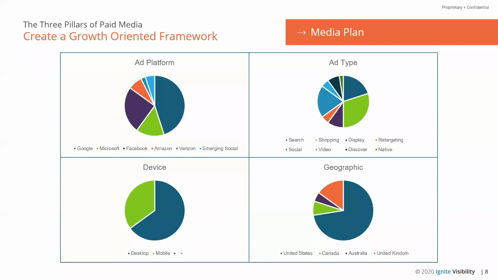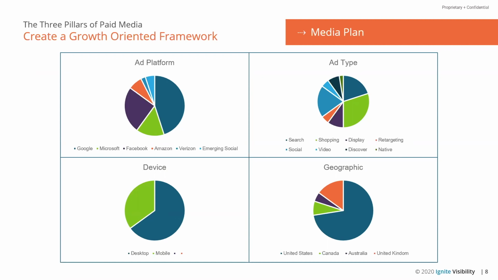So the first component of our growth-oriented framework is creating a media plan. And this is really about, first of all, understanding who is your audience, where are they online, and what are the ad types and targeting that reaches them across their research and buying cycle. Where are you going to run your ads, and how will your budget be distributed amongst all these different ad platforms and other dimensions.